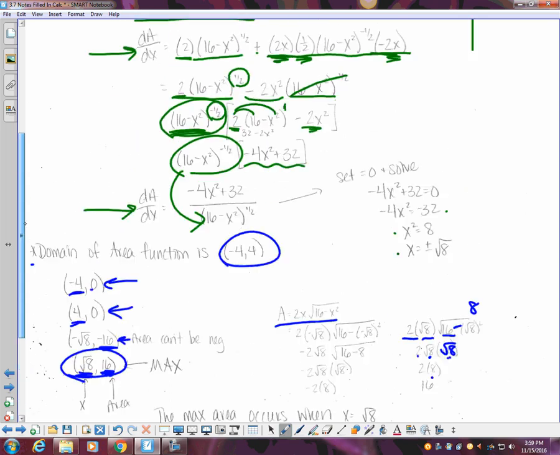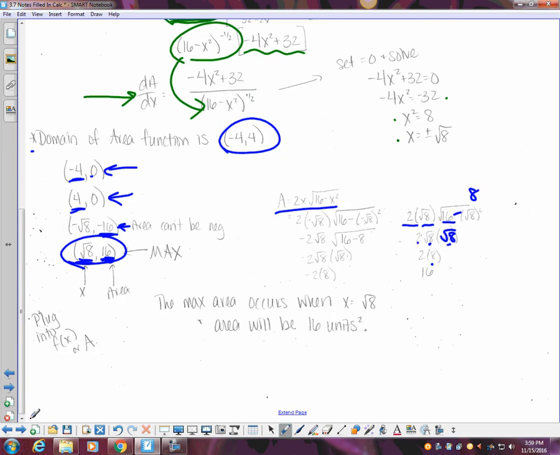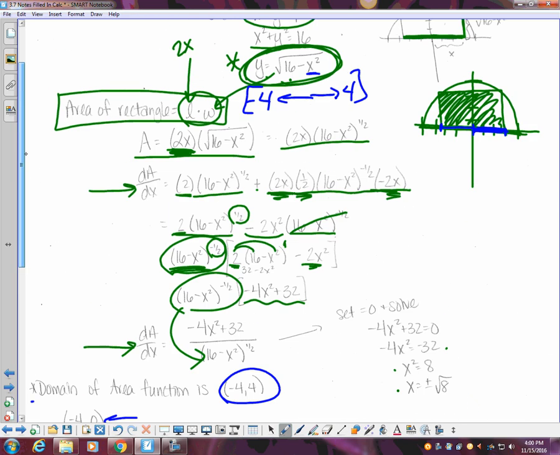Okay, now let's go back and let's read the question. What is the largest area this rectangle can have? So my answer is not root 8. My answer is 16 units squared. It happens when x is root 8. Now something else this question could say is, what are the dimensions of the rectangle? Well, x is root 8.